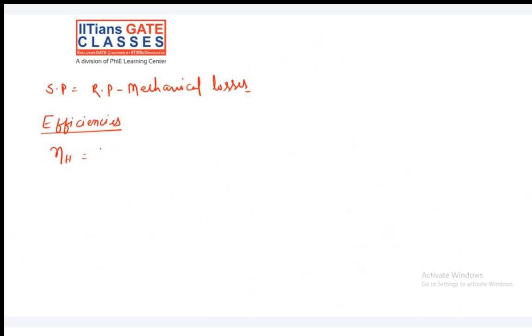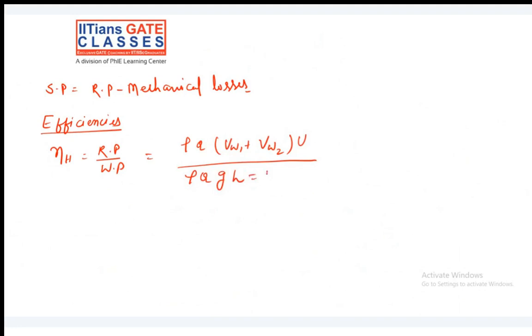So this is runner power divided by water power, and runner power just now we have seen is rho Q (VW1 plus VW2) multiplied by U, divided by water power, which is rho Q g times H. So this is also equal to half of m dot V1 square. Yes or no? Yes. Why? Because this is applicable when the efficiency of the nozzle is 100%. That means the nozzle is able to convert all of the power at the inlet into kinetic energy, right?